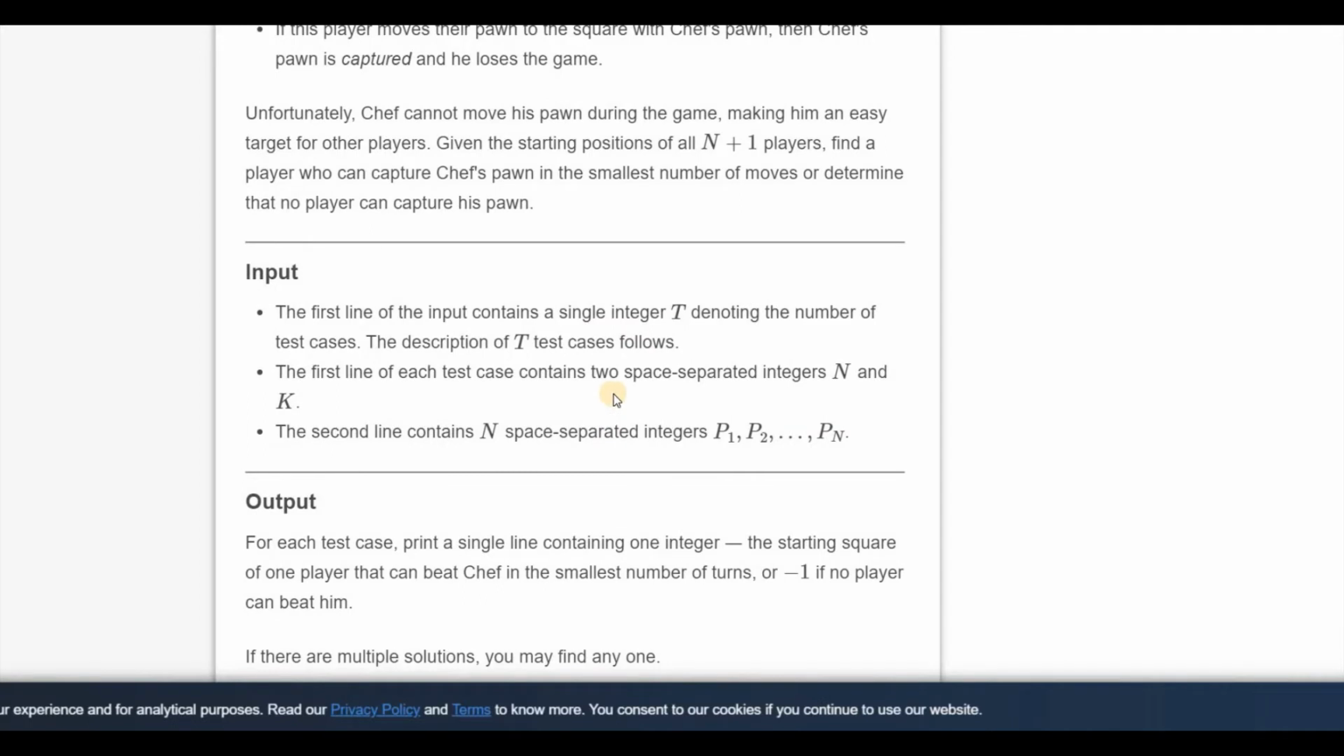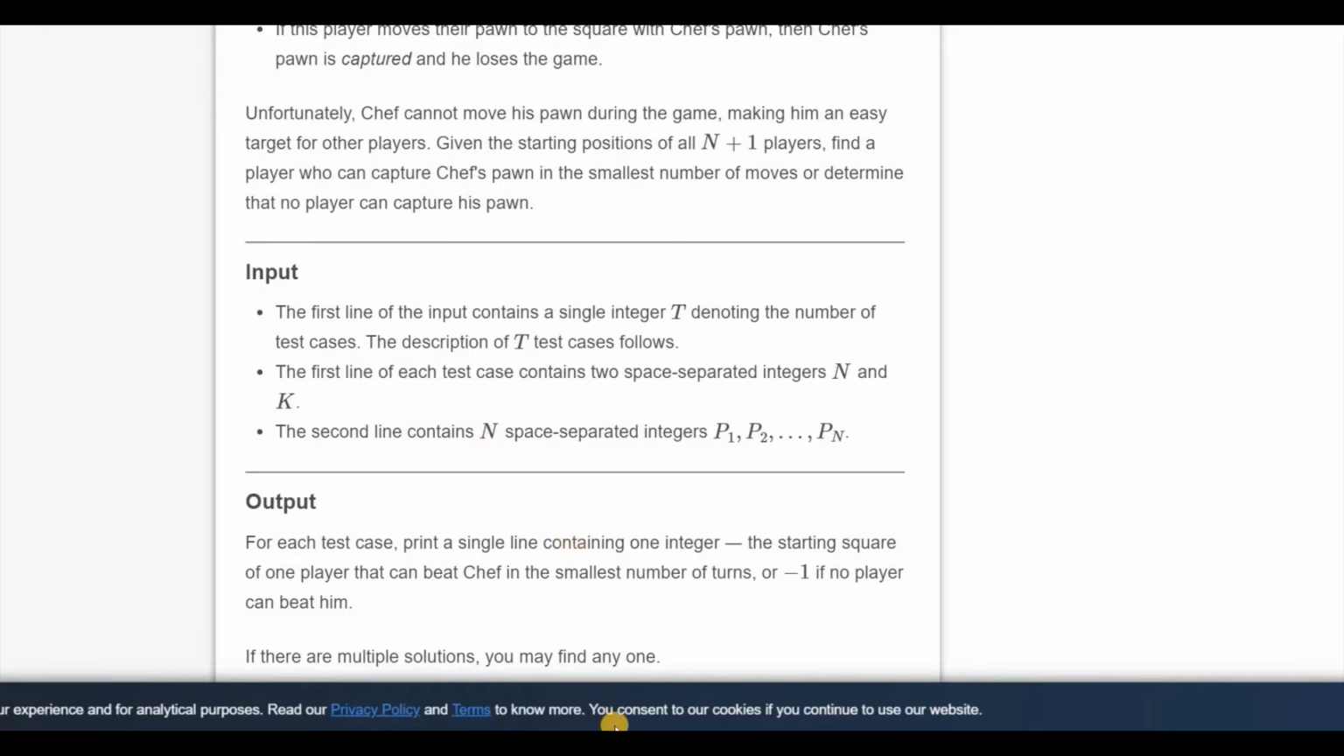So let us see the input. They will give the number of test cases, and t test cases follow. The first line contains n and k. N means the number of persons, k means the square of chef's pawn. The second line consists of n space separated integers p1, p2 and so on pn. It means the squares of persons.